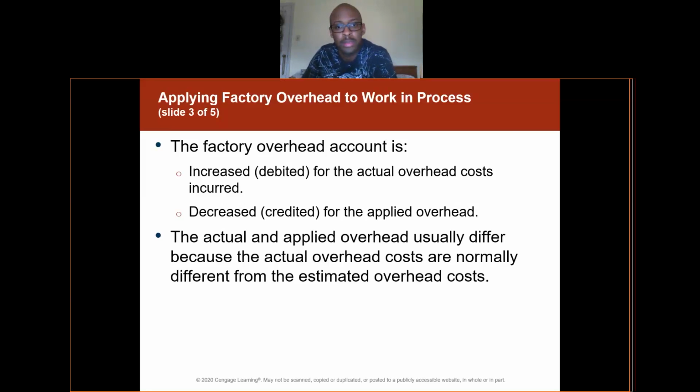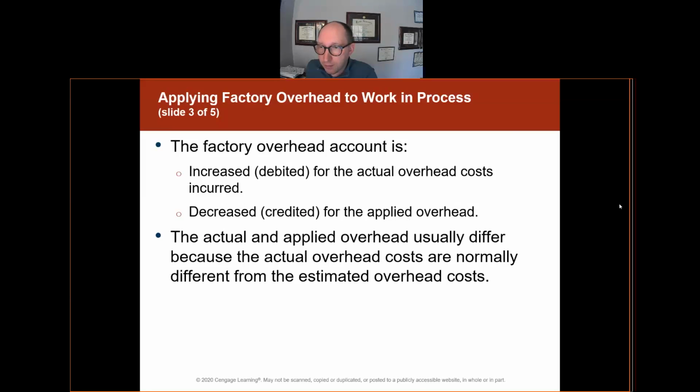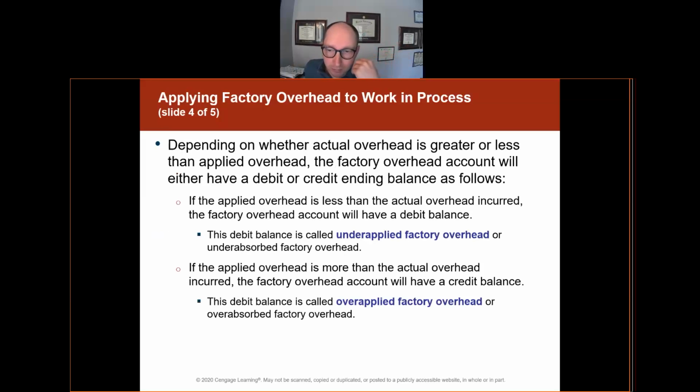The actual and applied overhead is usually a little bit different. So what do I mean by that? There's always going to be some variance when it comes to the application of factory overhead, because anytime we use an estimate in business, it's usually going to be a little bit different. You're either going to be a little over or a little under, and we'll talk about over and under application of factory overhead.